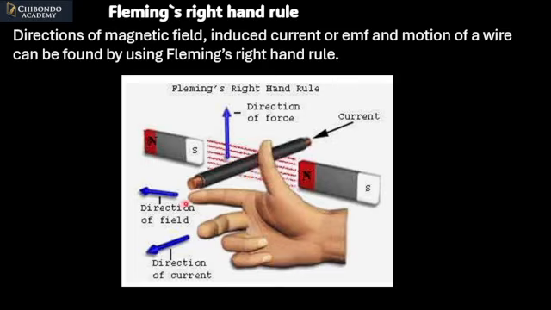So if the first two fingers of the right hand are placed perpendicular to each other, and the second finger is pointing to the direction of current, it will mean that the first finger will point to the direction of the magnetic field, whereas the thumb will point to the direction of force.